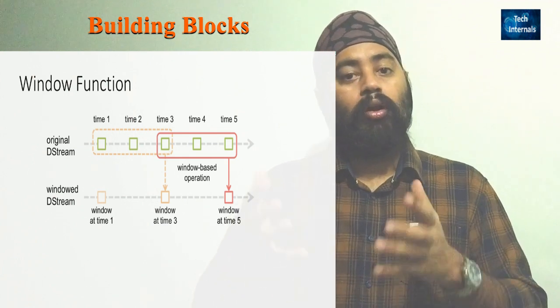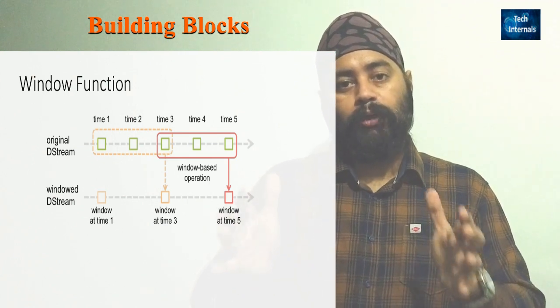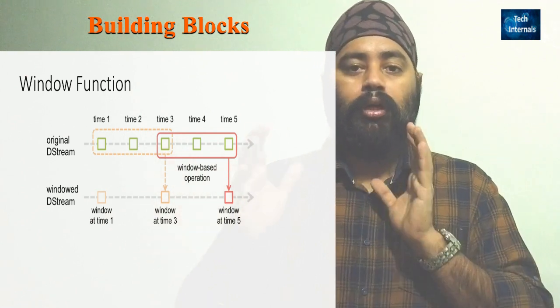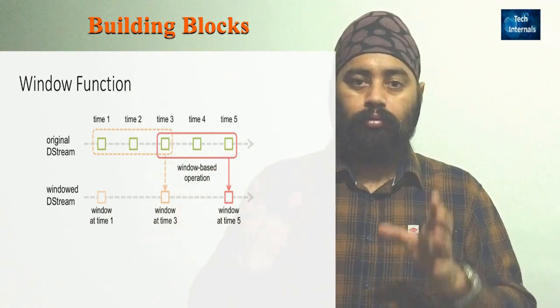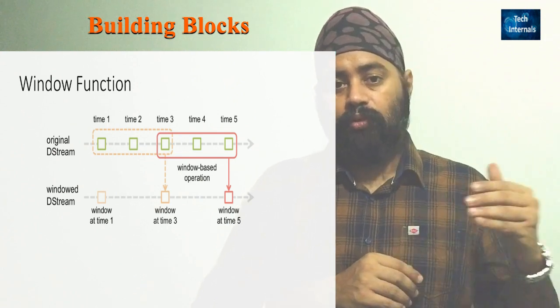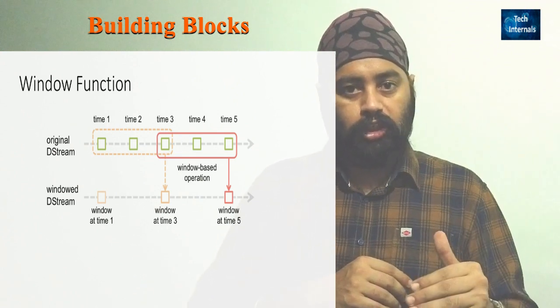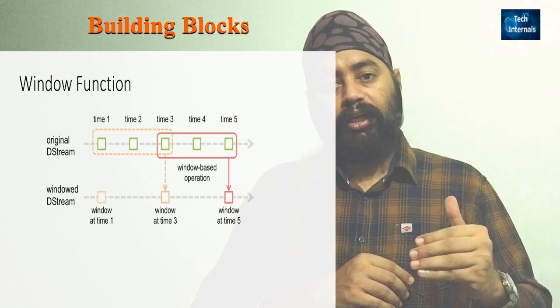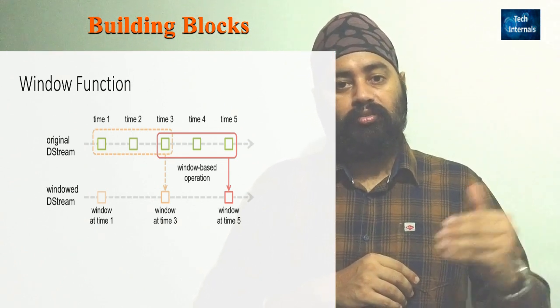Okay, so this is called window function, where you want to do operations on a window of RDDs. Okay, window of DStream. So this helps in a lot of places where you want to find fraudulent transactions in the last 10 seconds or last 15 seconds or last 3 seconds.